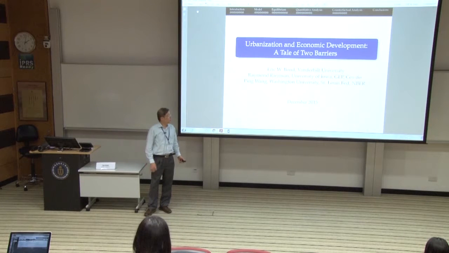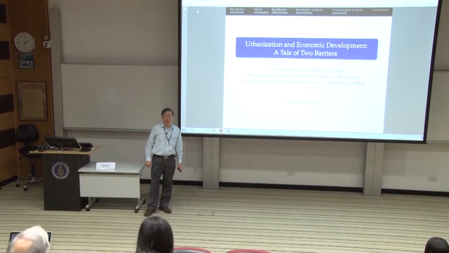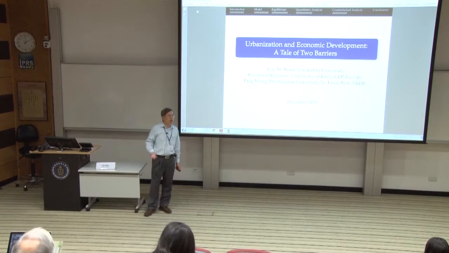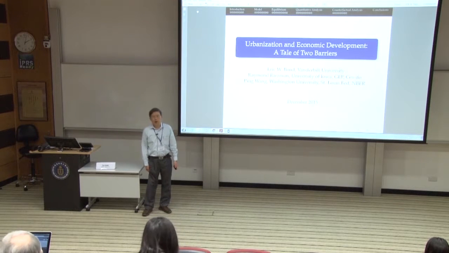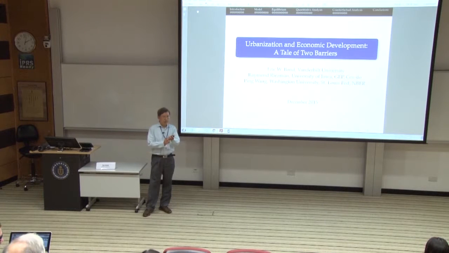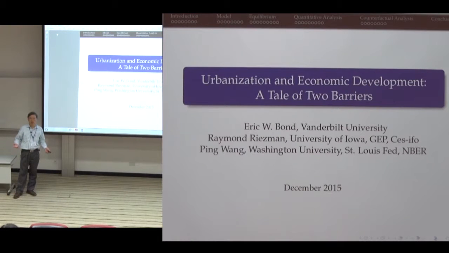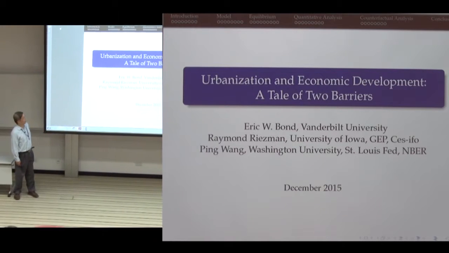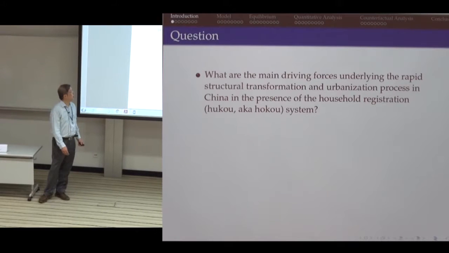In this paper, we address very similar issues. In particular, we are looking at urbanization issues. We are looking at economic development, and migration is the key. In this paper, I do have trade, similar to Xiaodong's paper. We are going to emphasize two particular barriers. There's a third barrier, which is not important, only quantitatively important. So I will talk about that. This is a joint paper with Rick Bang and Riezman.